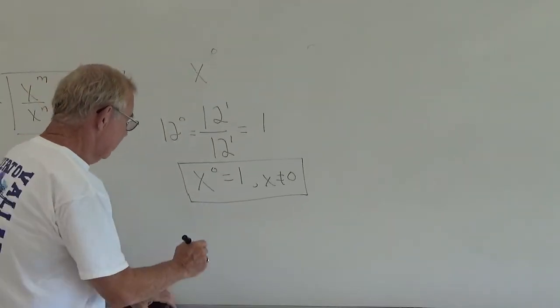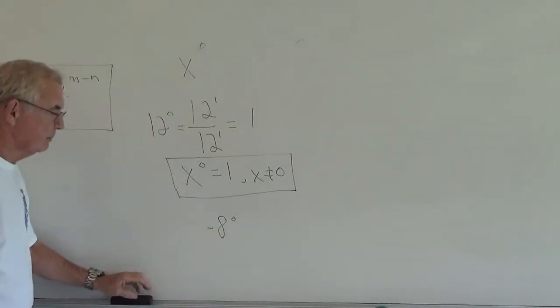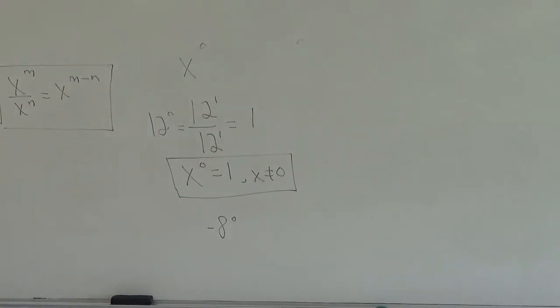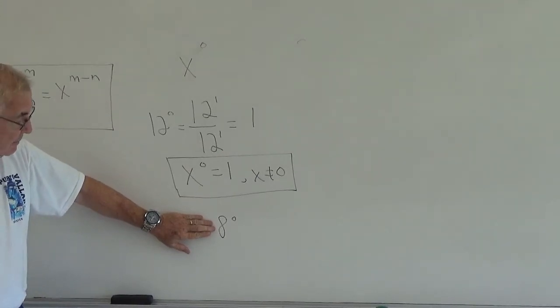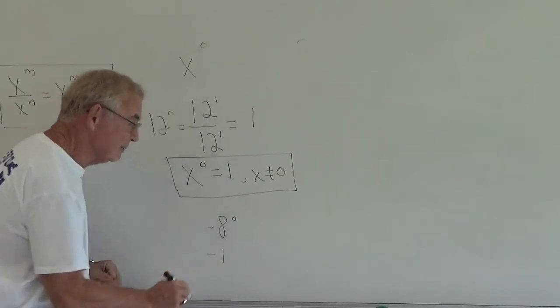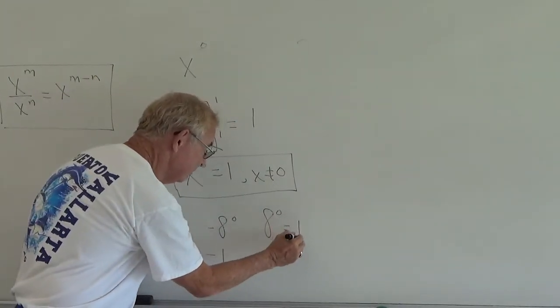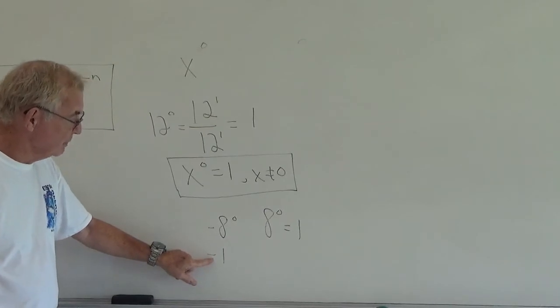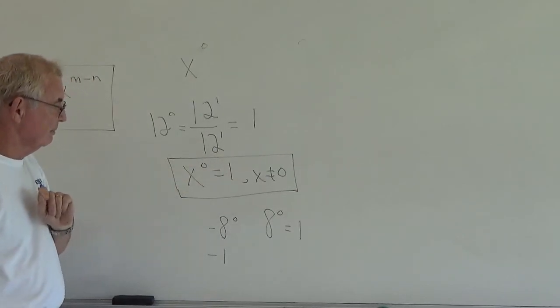And so an example, I'd like to give this, negative 8 to the 0 power. Now, students say, Mr. Ray, that's 1. No, not quite, but I know where you're thinking. That's 1, 8 to the 0 power. That makes it negative 1. And that's where people were sneaking in on you. This is 1. This is negative 1. See the difference? So any number raised to the 0 power is 1.